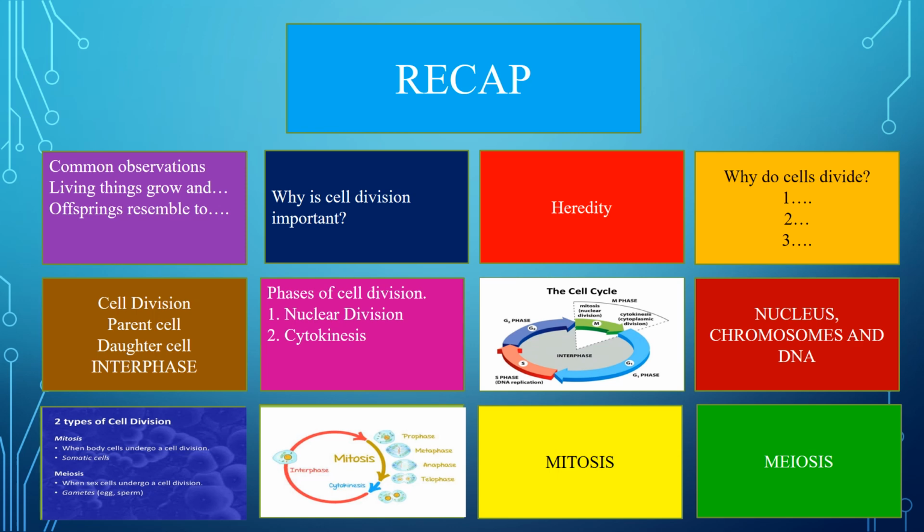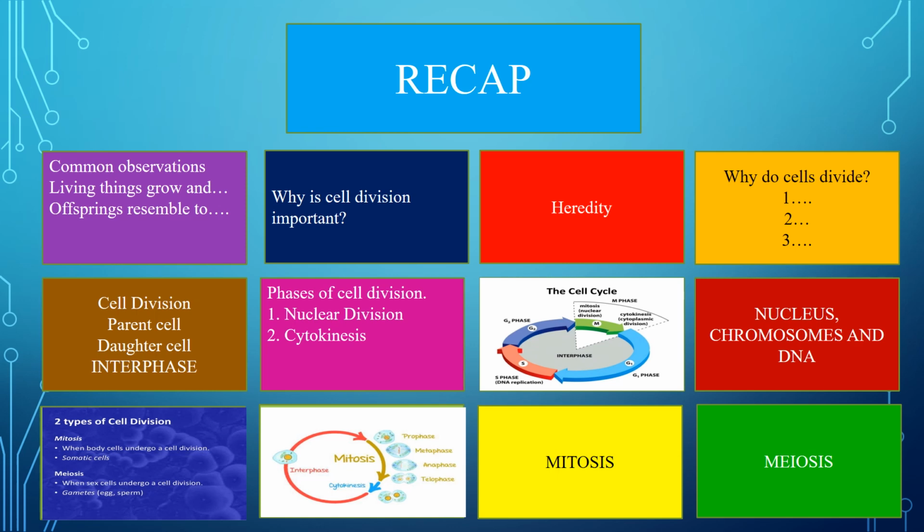Due to these reasons, the cell divides. Then cell division: we have done the parent cell and daughter cell. The cell which is going to be divided is known as the parent cell, and the 2 cells which are formed as a result of that are known as the daughter cells. Interphase is the phase in which the cell prepares itself for the division. In this phase, the chromosomes will be duplicated.